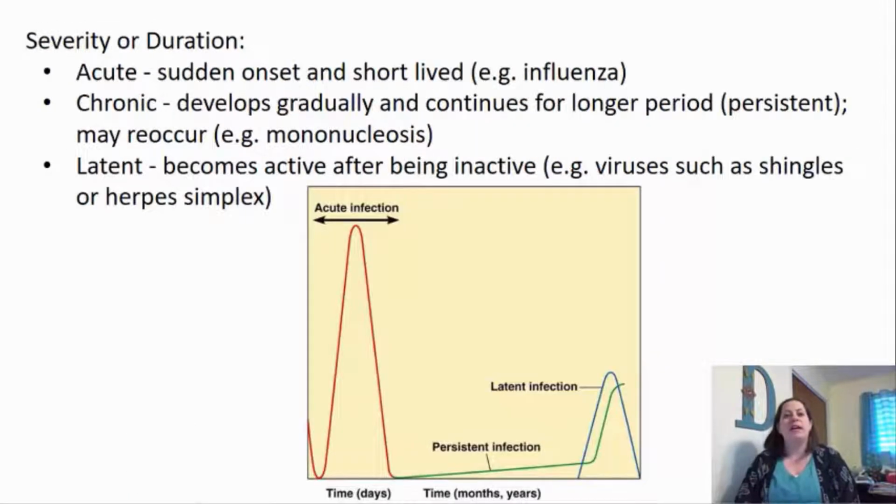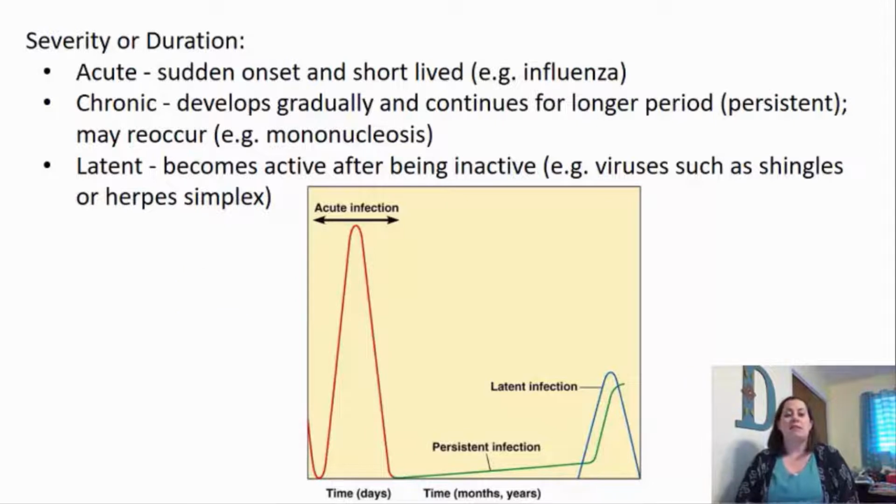The next thing we want to look at is severity or duration. When we look at an acute infection, this means it has sudden onset, but it's also very short-lived. So it doesn't last very long. And here in this particular diagram, you can see that it spikes pretty quickly, but then it also goes away pretty quickly. An example of this would be the flu or influenza.